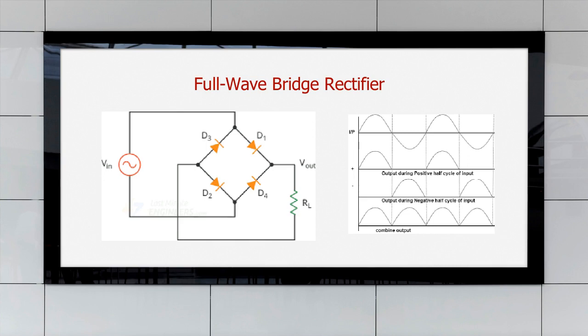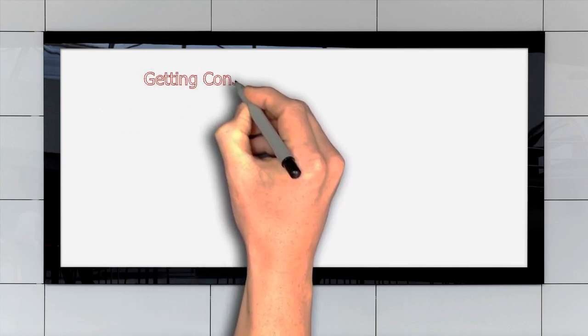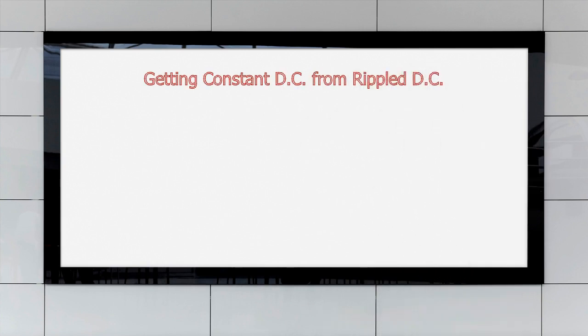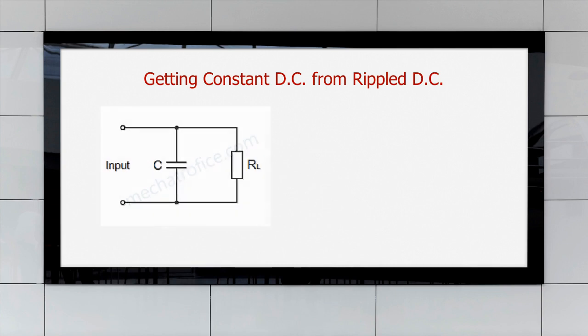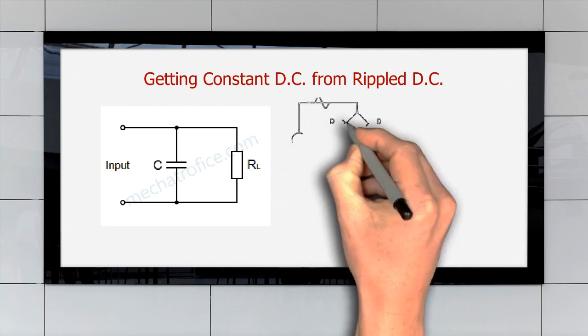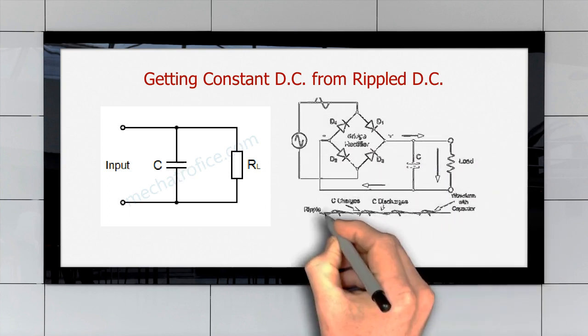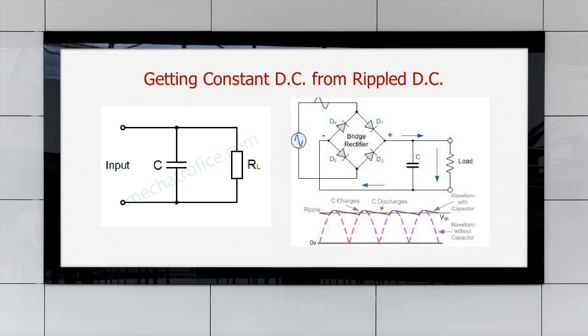Now coming to the last part of the tutorial: getting constant DC from rippled DC. So how do we get that? We simply add a capacitor parallel across the load resistor. This capacitor will store the voltage across it, and we will find this same voltage for some time. Then the next pulse will come and we will again get the same.